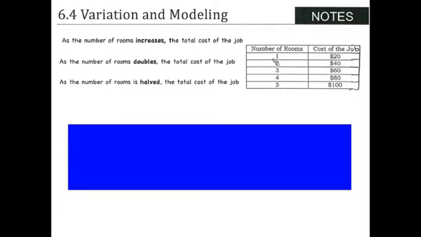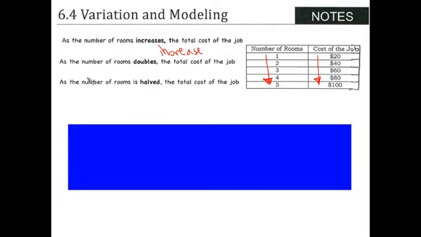Taking a look at this table of values, it looks like we're dealing with the number of rooms and the cost of the job. Maybe we're talking about painting so many rooms and this is how much it's going to cost us. Let's try to find some patterns within this table. As the number of rooms increases, as we go from 1 to 5, what is the total cost of the job doing? Well, we go from 20 to 40 to 60 to 80 to 100, so it looks like the cost of the job is increasing as well.